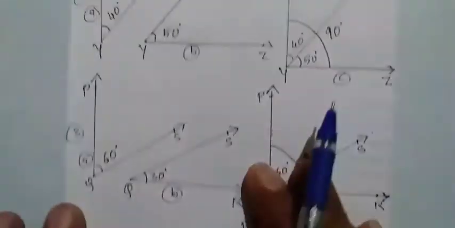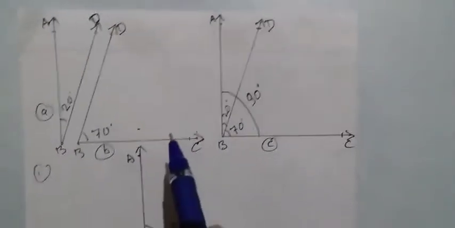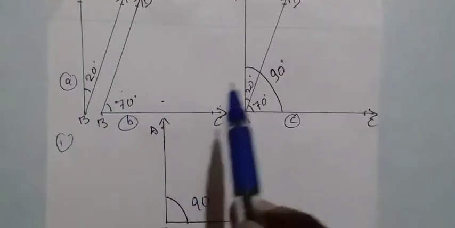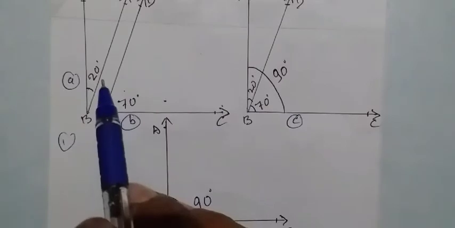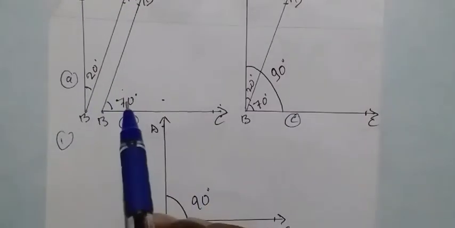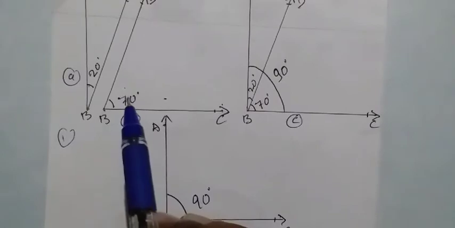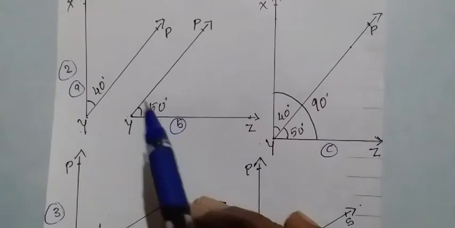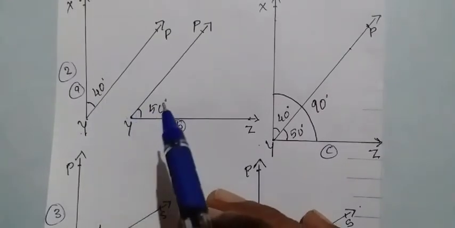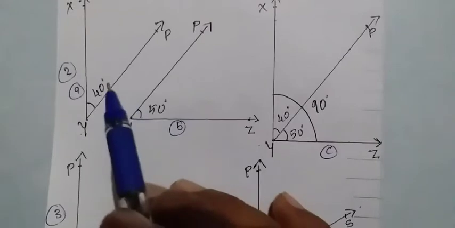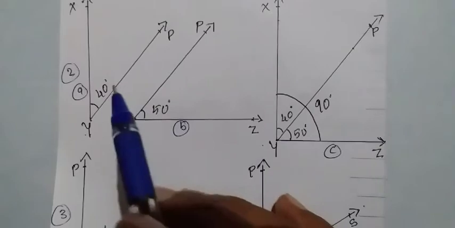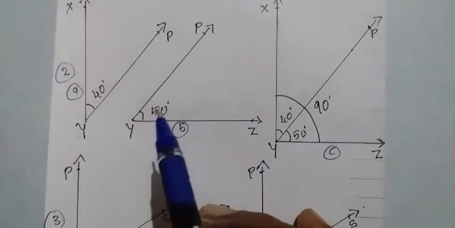So here in the first case, 20 degrees and 70 degrees, the sum of these two angles is 90 degrees. Therefore 20 degrees and 70 degrees, these two angles are said to be complementary angles. Similarly, in the second case, an angle with 40 degrees and another angle with 50 degrees, the sum of these two angles is 90 degrees. Therefore these two angles are complementary angles to each other.